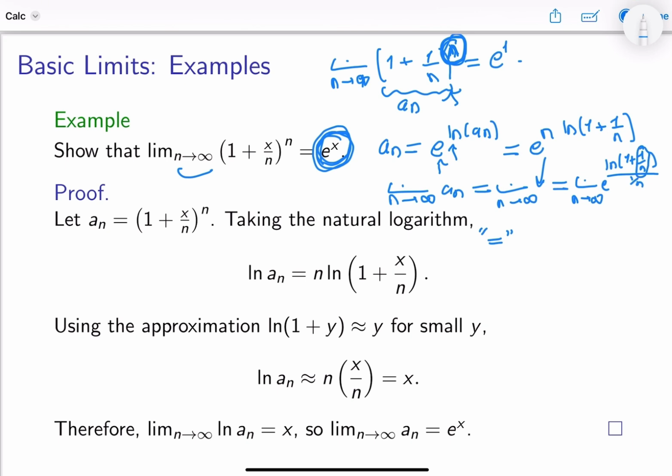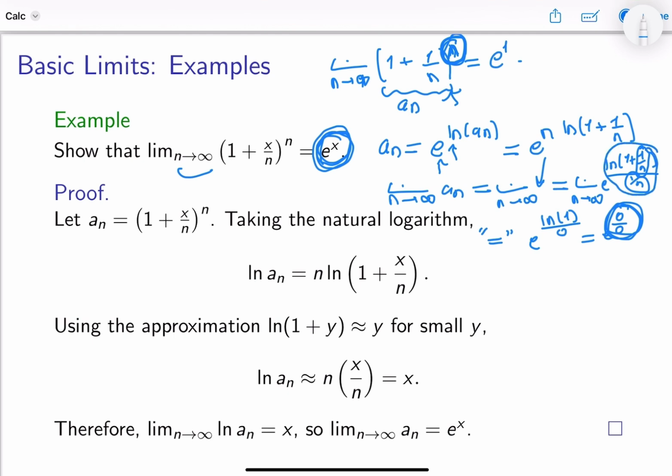Like 1 over n here is going to be 0, and the 1 over n here is going to be 0. So this is e to the log of 1 plus 0 over 0, which is e to the 0 over 0, right? So in the exponent of e, we have a form 0 over 0 because we computed the limit of this.